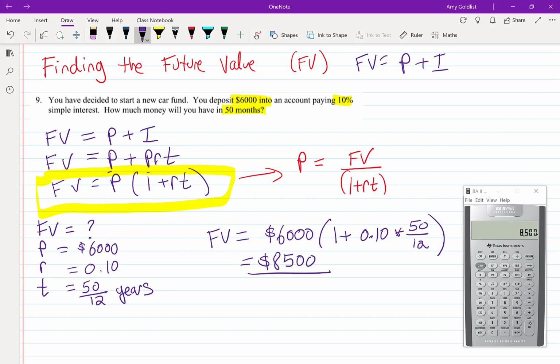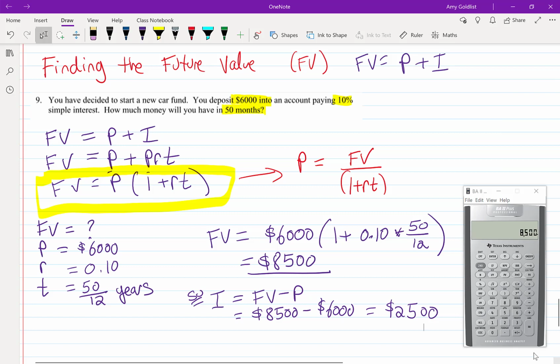I don't have the interest here. It's easy to tell that the interest is going to be future value minus principal, which is $8,500 minus $6,000, which is $2,500. But it's good to know we don't need that intermediate value.